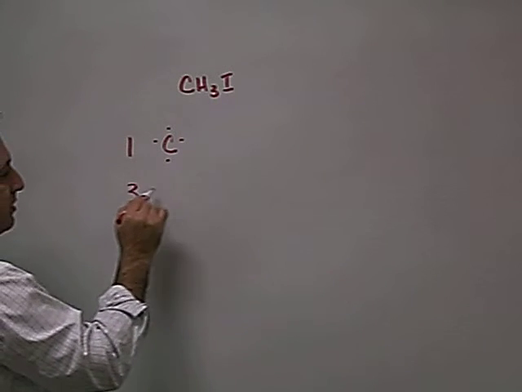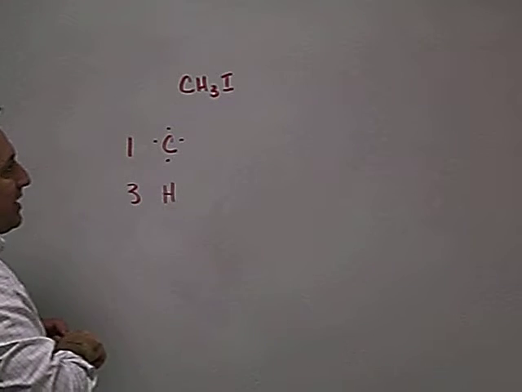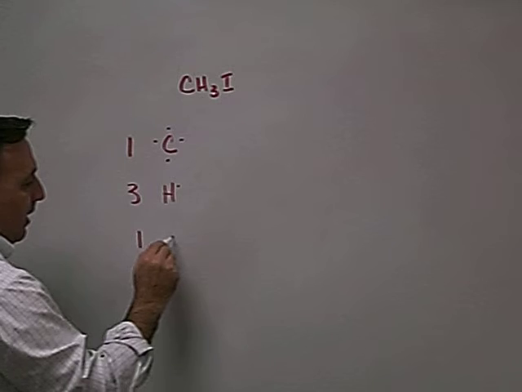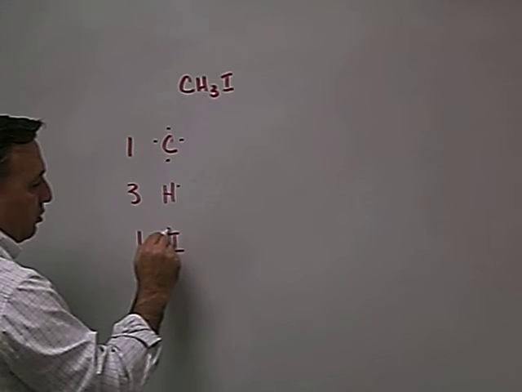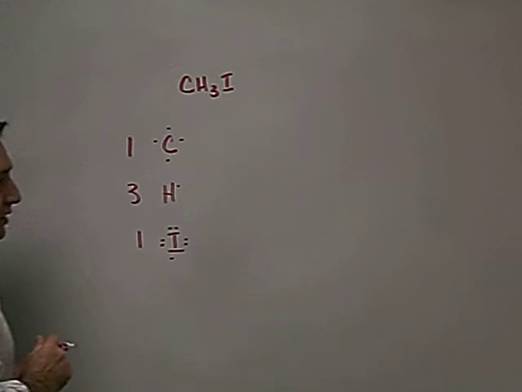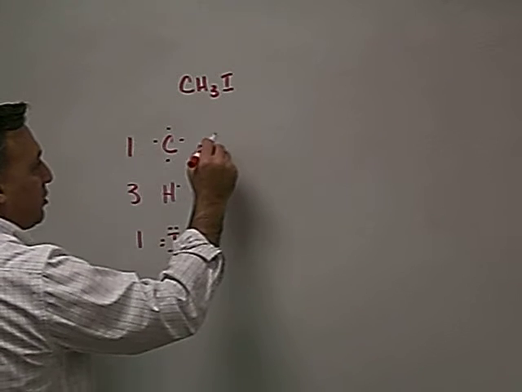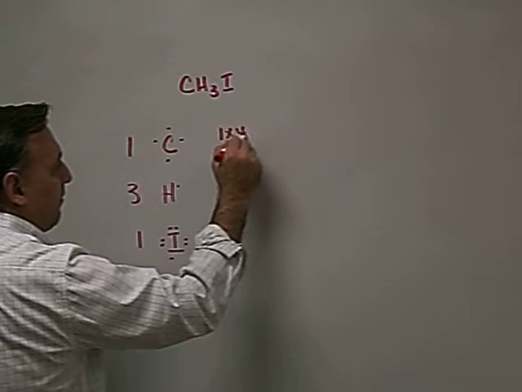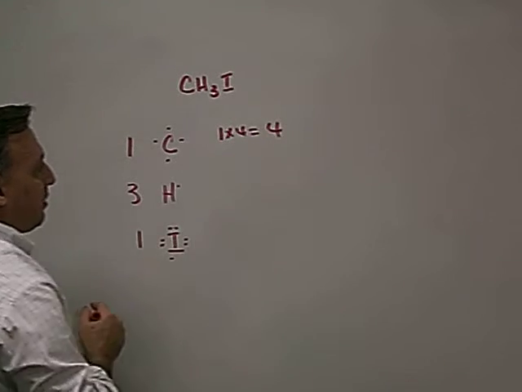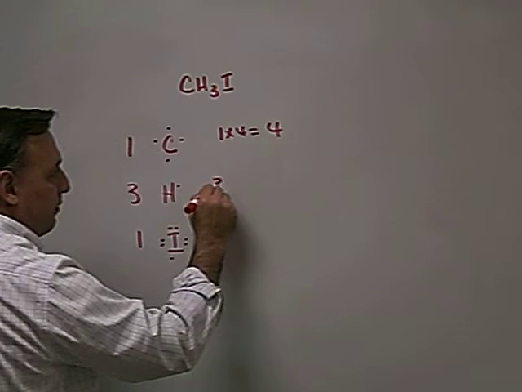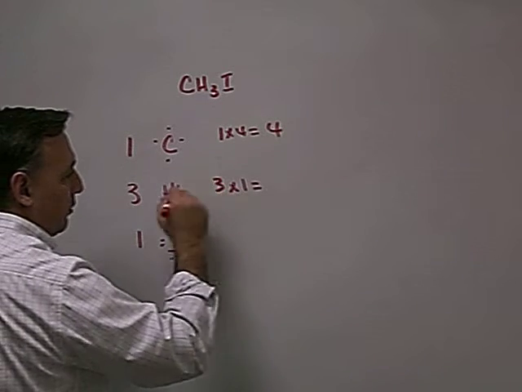We have 3 hydrogen atoms. Each one of those has 1 valence electron. And we have 1 iodine atom. And the iodine atom has 1, 2, 3, 4, 5, 6, 7 valence electrons. We'll count up valence electrons now, and we'll make sure that we have the correct number of valence electrons for a structure. We have 1 times 4 valence electrons, 4 valence electrons being contributed by the carbon, and we have 3 valence electrons being contributed by the 3 hydrogens.